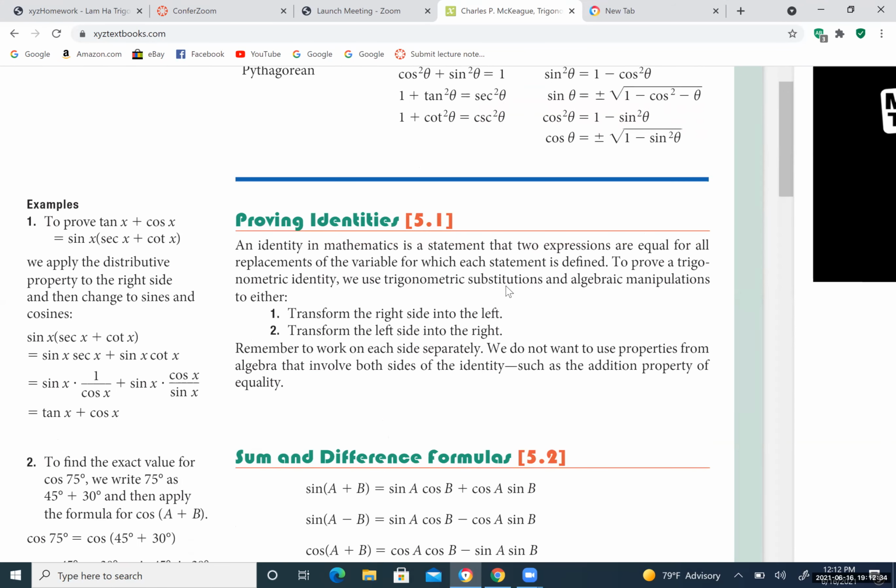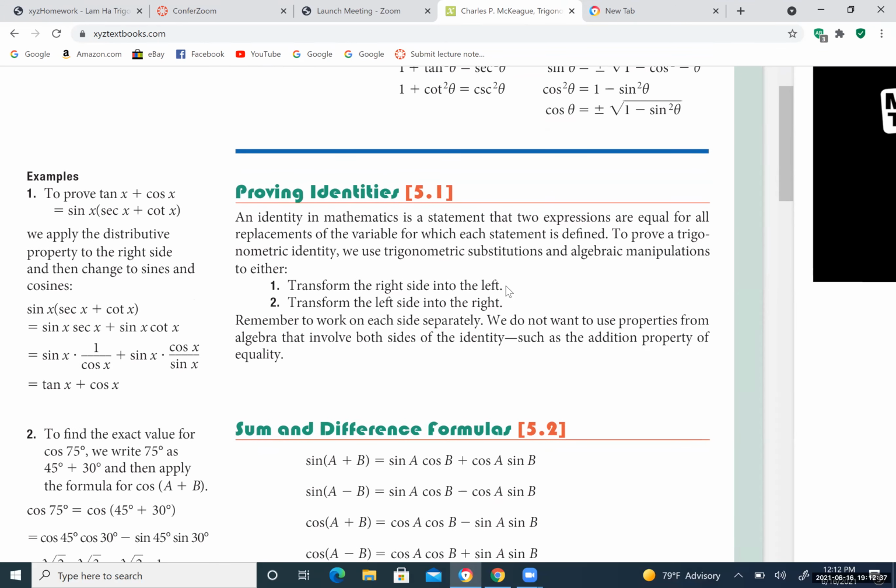So when proving, you're always looking at, for example, over here on the left side, they want us to prove tangent x plus cosine x equals sine x times secant x plus cotangent x. So you know you've got two sides, right? The right-hand side and the left-hand side. The left-hand side is tangent x plus cosine x, and the right-hand side is sine x times secant x plus cotangent x. Comparing these two sides, you ask yourself which side is more complex.